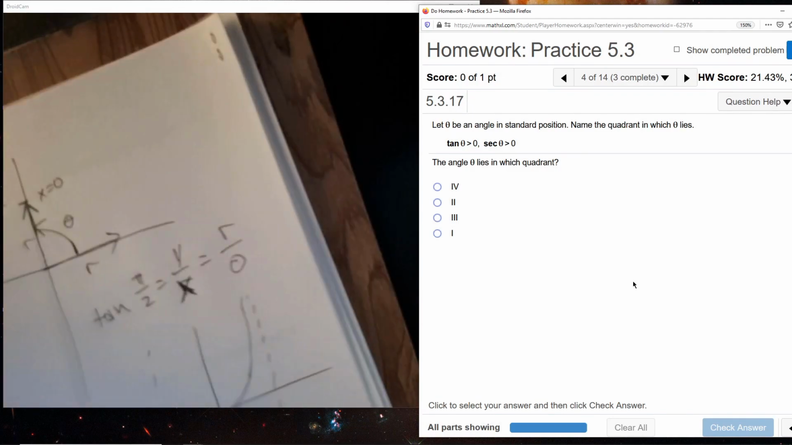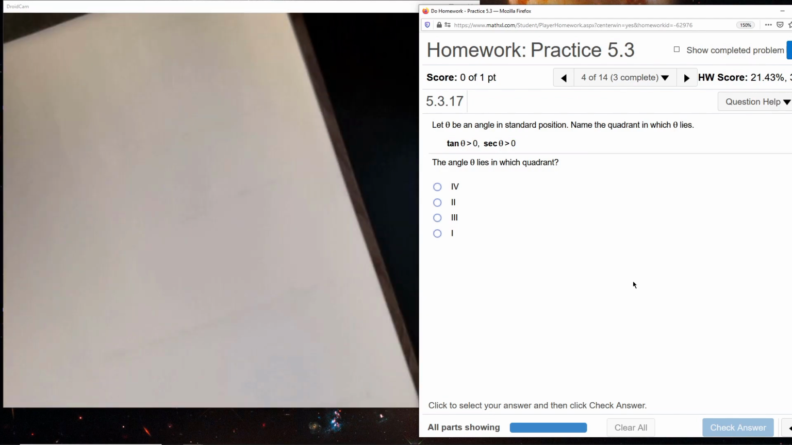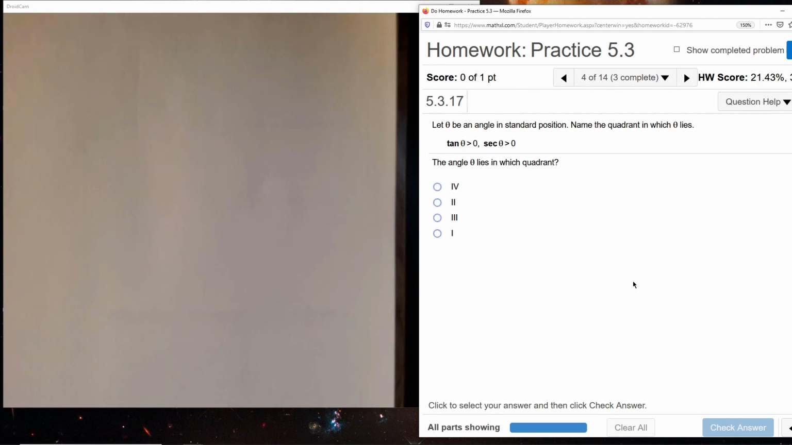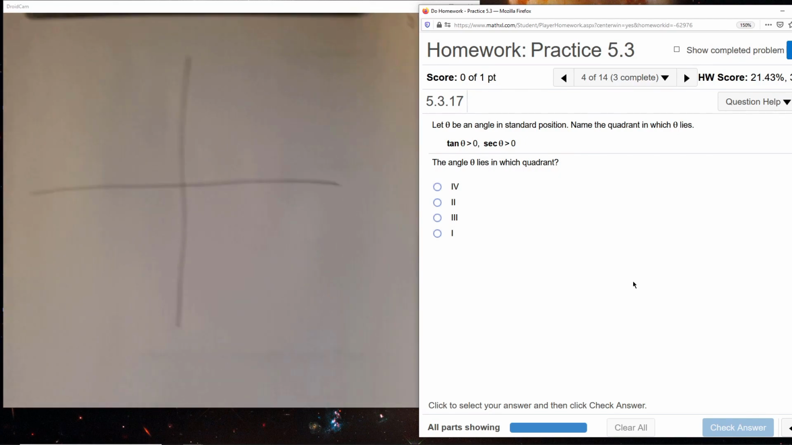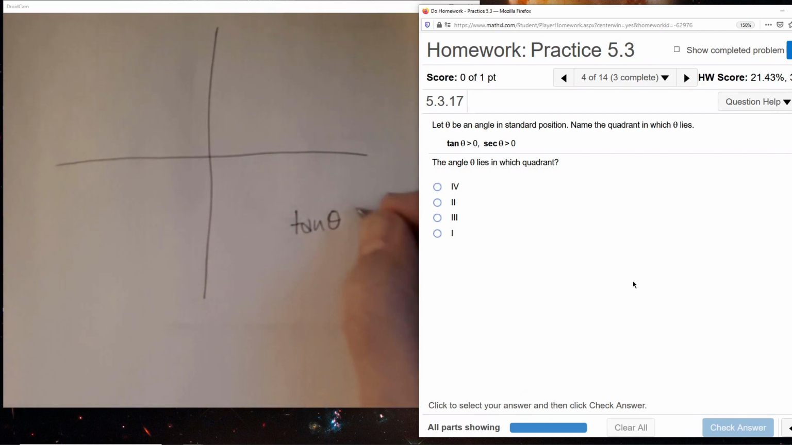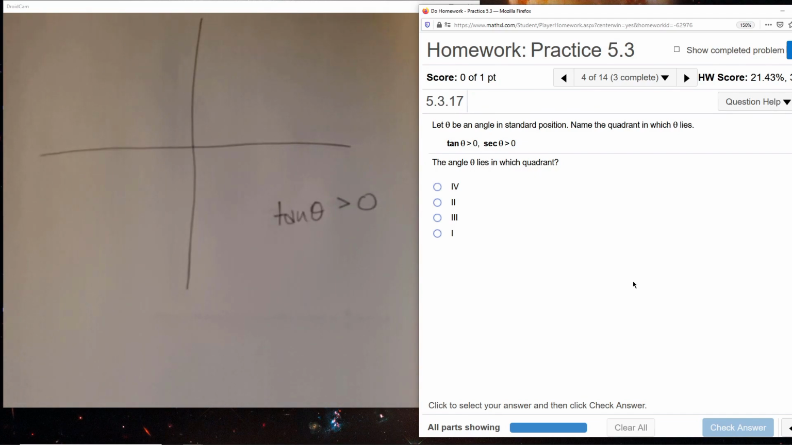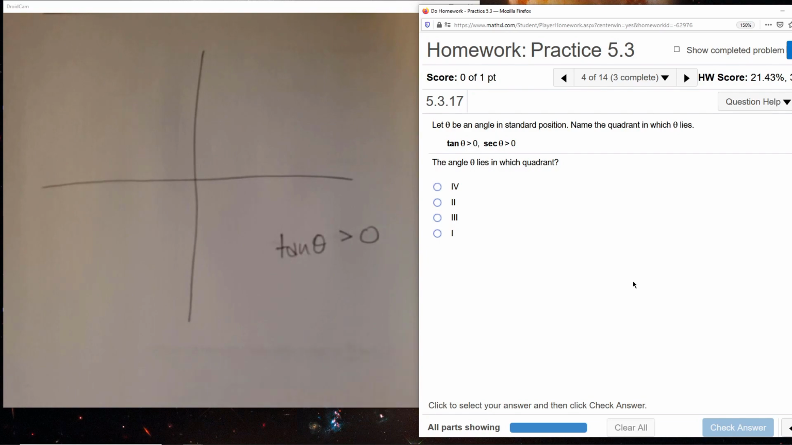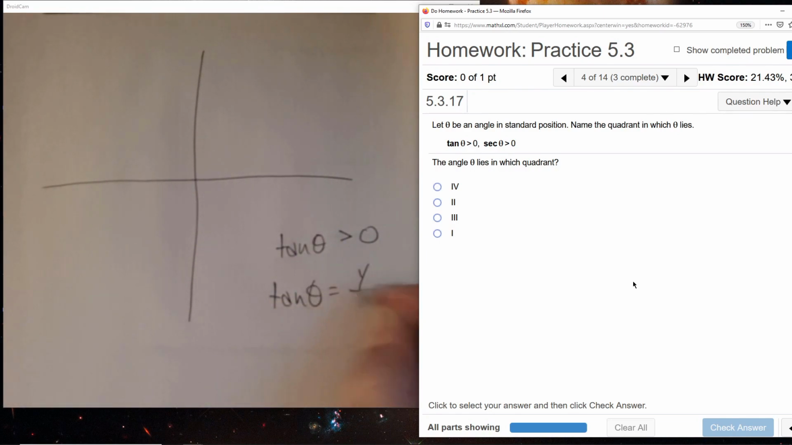So we want to name the quadrant that this angle is in that satisfies these two conditions. So let's draw our coordinate system. And let's look at the first condition, that tangent has to be greater than 0. So let's look at these quadrants here. Now remember, tangent is y over x.